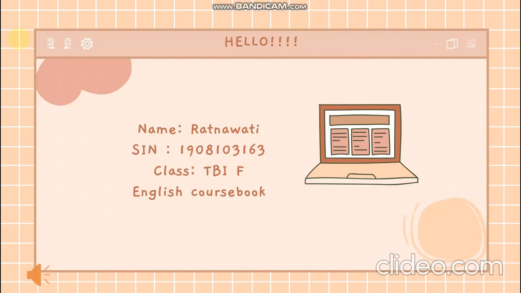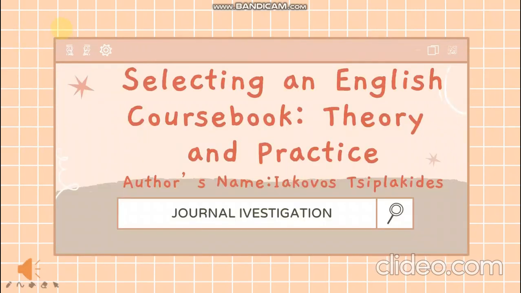So I want to explain about my journal investigation. Okay, let's check this out. In this slide, I show the journal title and the author's name. The journal title is Selecting an English Coursebook: Theory and Practice, and the author's name is Yakova Siplakides.